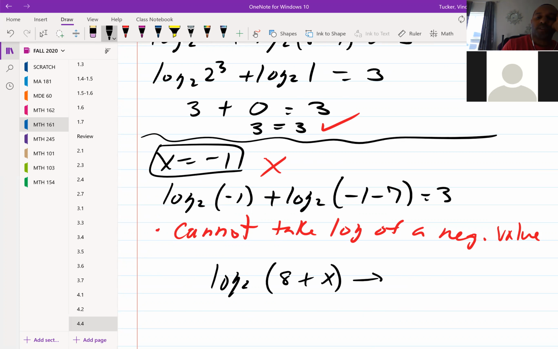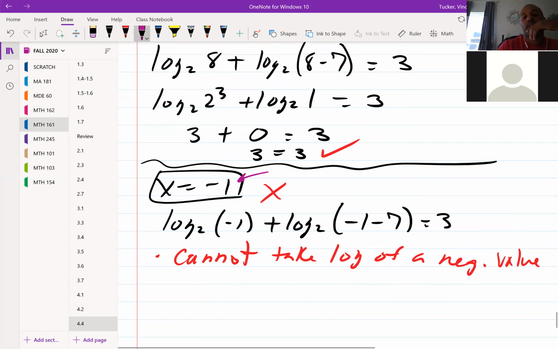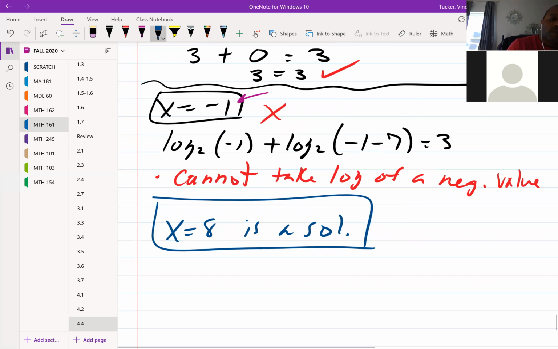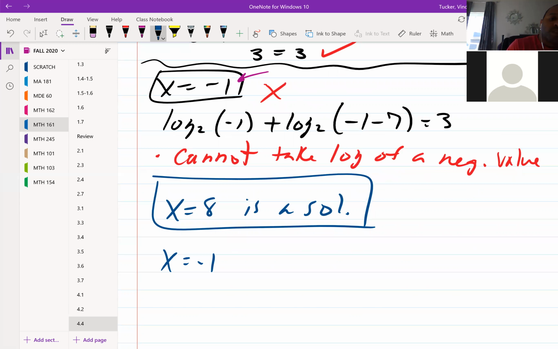Well, when I plug in -1 here, then that would have been 8 plus -1, in which log wouldn't be applied to a negative value, it would be applied to a positive 7. So I don't want us to get caught up in the fact that x is negative. It's about when you plug it in, are you taking the log of a negative value? And that would be the determining factor. So x equal to 8 is a solution. X equal to -1 is not.